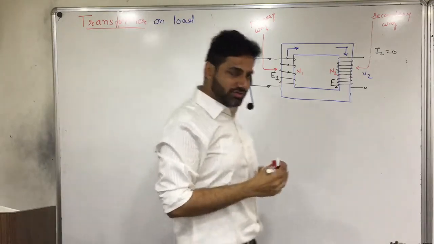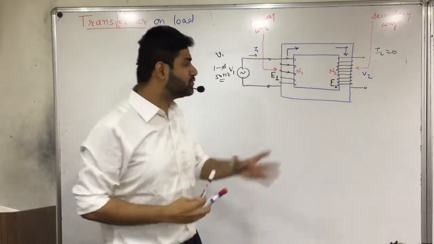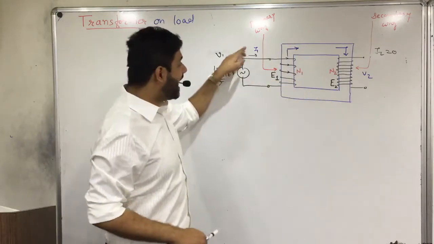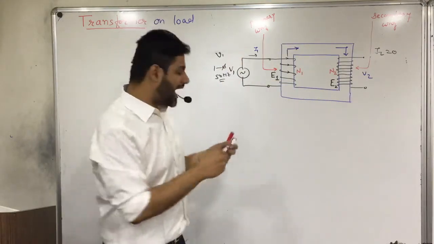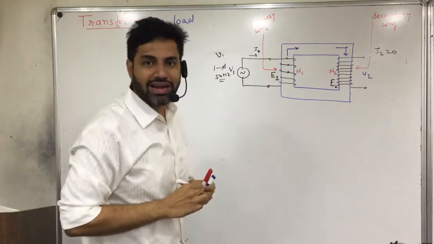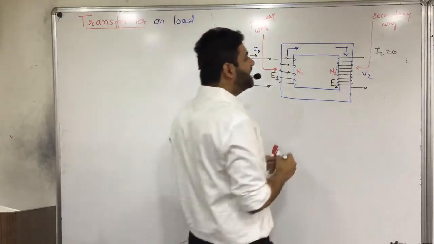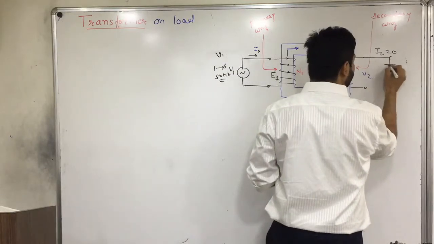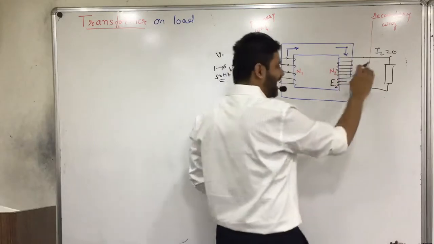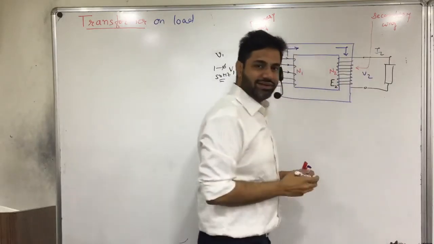So my question goes this way: my transformer is on no load, I2 is equal to 0, fine, and at that time I1 is equal to I0, current is flowing right now into the primary. The moment I will connect load over here, what will happen? I2 will come into existence, fine.